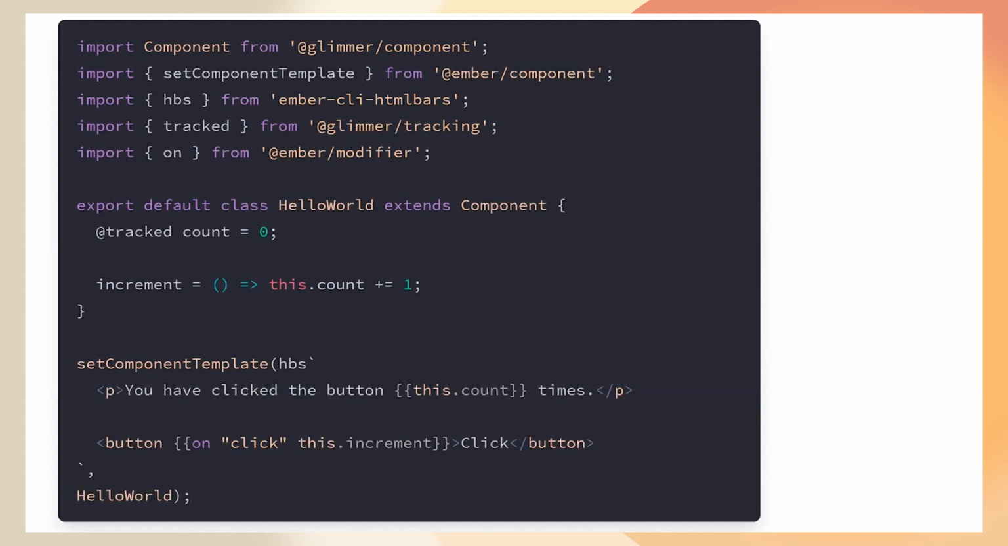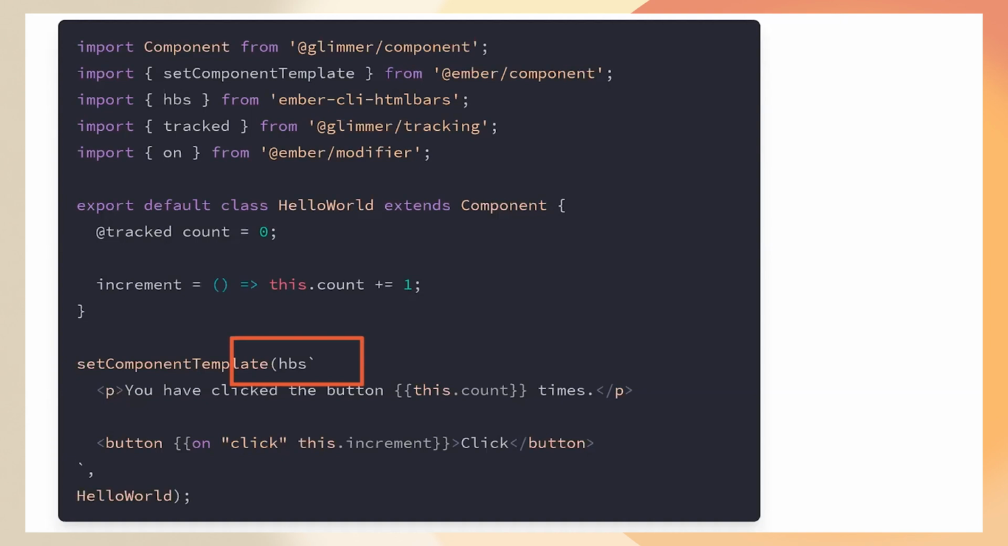Your HBS files are inlined with the component class file, and set component template is used. Now, to use strict mode, though, is a bit more verbose, and this is why the GJS format is such a nice shorthand. But what about this? This HBS function also has a hook into Babel.